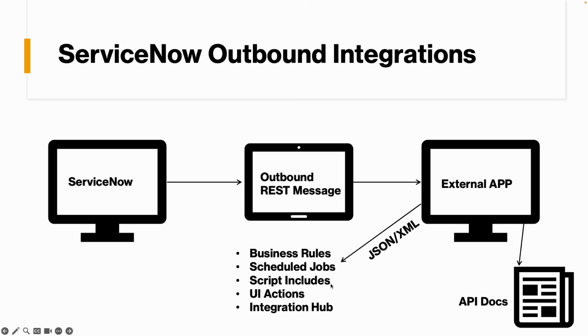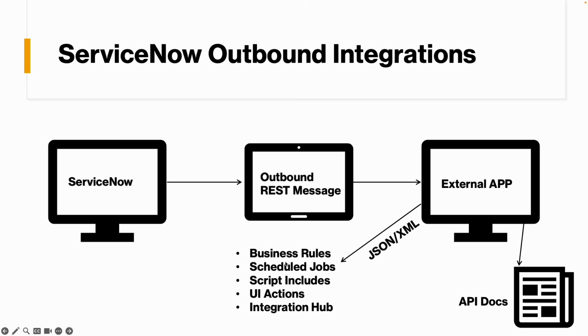Then we can use it in a script include, in a UI action, or in the Integration Hub for some advanced stuff. Don't worry, Integration Hub is something I'm going to discuss in this series only. Other than that, all this configuration I have already discussed: business rule, schedule job, script include, UI action. If you want to understand it in a better way, you can follow all these videos. Also, I'm going to put the link in the description for all these videos, so you can go and check it out.